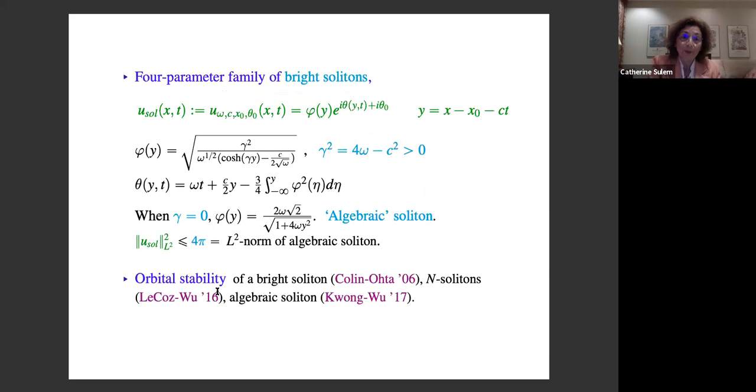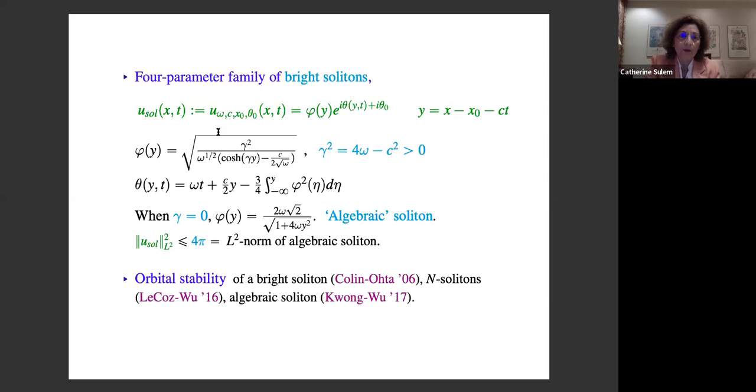Now, another important property among this basic property is the existence of bright solitons. So these solitons depend on 4 parameters. And these parameters, I call them omega, C, x0, and theta 0. And these soliton solutions have the form of an amplitude, phi, and a phase. The amplitude depends on y, so y is x minus ct, so it's a soliton that is moving with velocity c. It could be c positive or c negative. X0 is arbitrary.